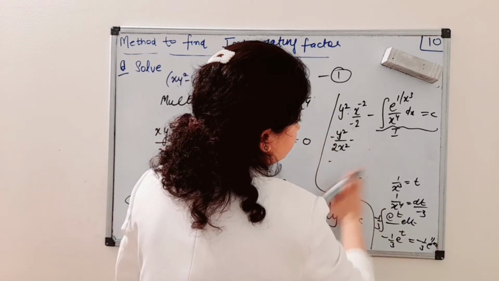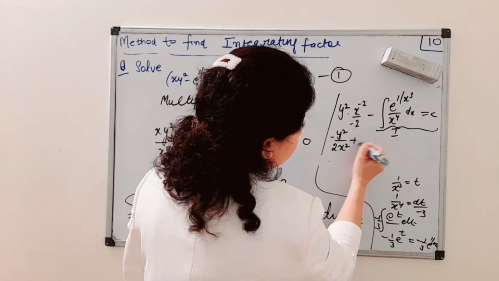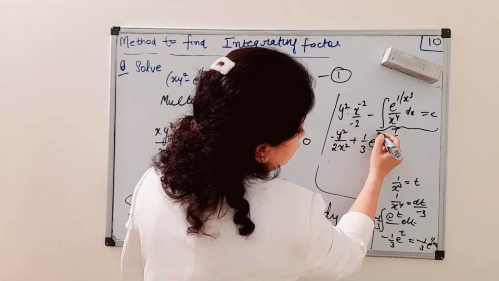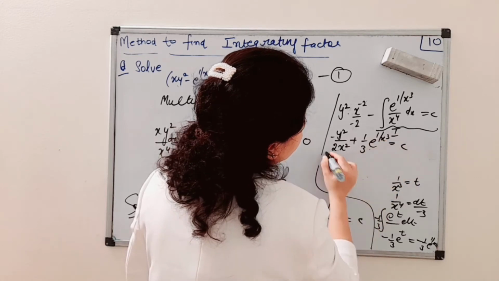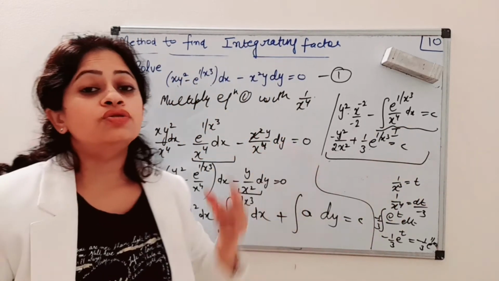Now we can substitute it here. Minus, this will be plus 1 by 3 e raised to power 1 by x3 equal to c. So this is the required solution.